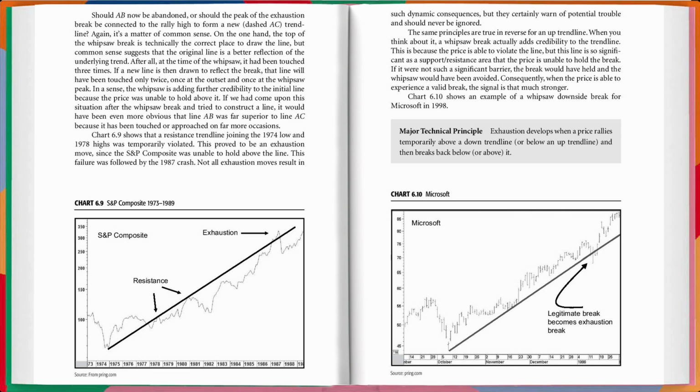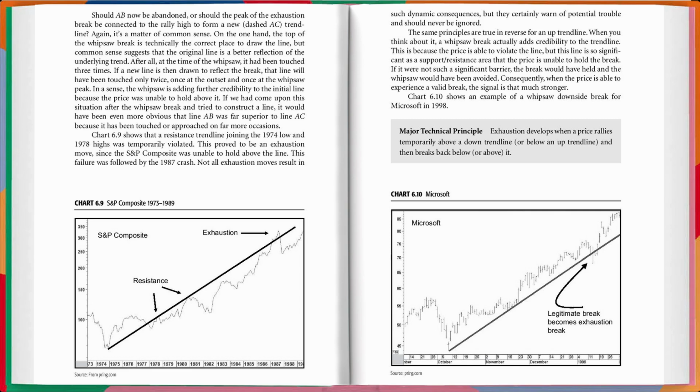When you think about it, a whipsaw break actually adds credibility to the trend line. This is because the price is able to violate the line, but this line is so significant as a support/resistance area that the price is unable to hold the break. If it were not such a significant barrier, the break would have held and the whipsaw would have been avoided. Consequently, when the price is able to experience a valid break, the signal is that much stronger. Chart 6.10 shows an example of a whipsaw downside break for Microsoft in 1998.